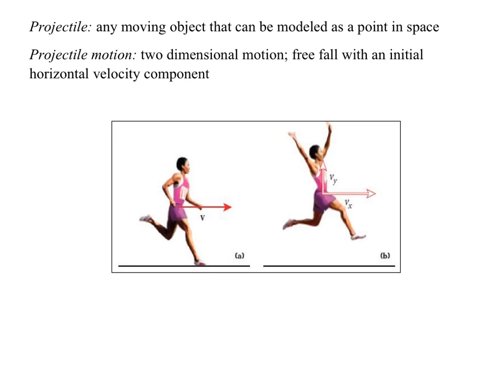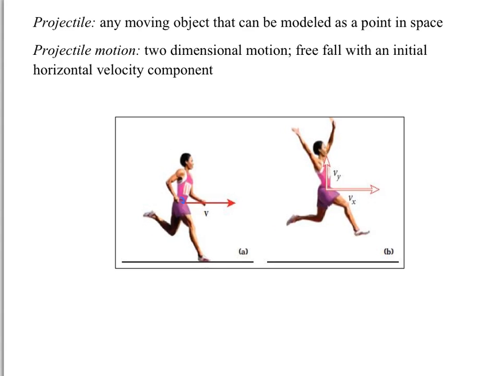A projectile is simply defined as any moving object that can be modeled as a point in space. What I mean by a point in space is this. If a rocket is launched, you're not looking at the whole rocket. You're saying, let's look at the center of the rocket, or what we call the center of mass, and then we can track the center of mass. For a person, the center of their body is what we're looking at, maybe where the person's belly button is. That's the person's center of mass right here.